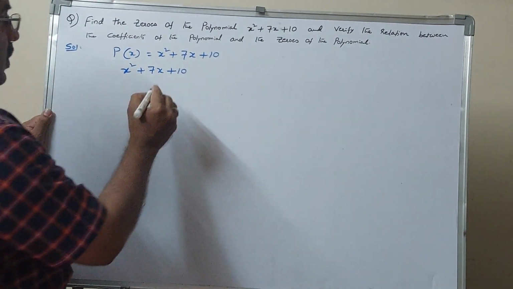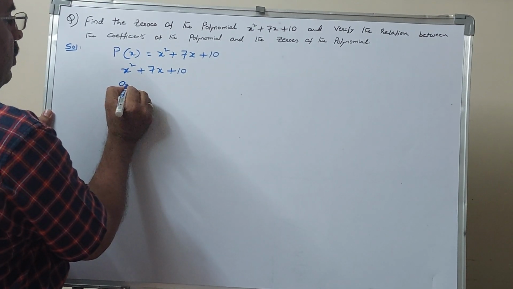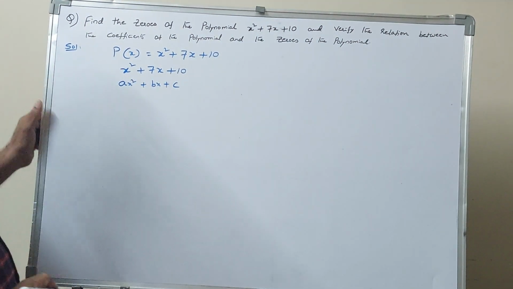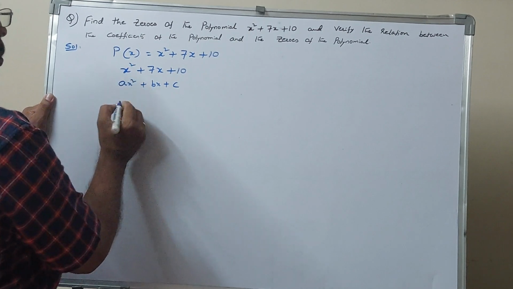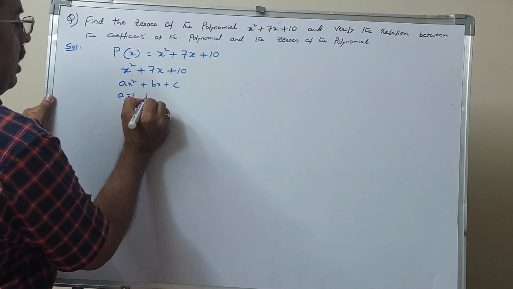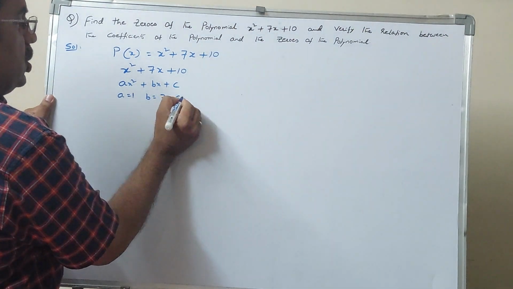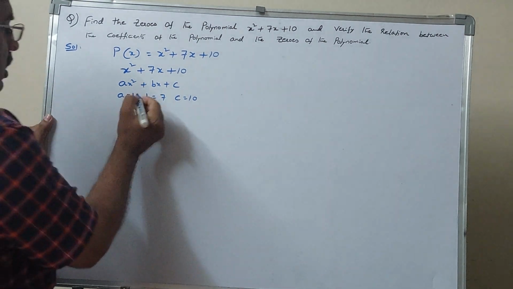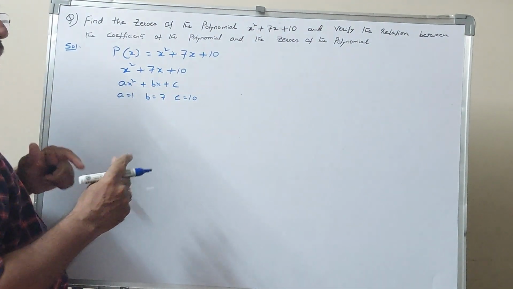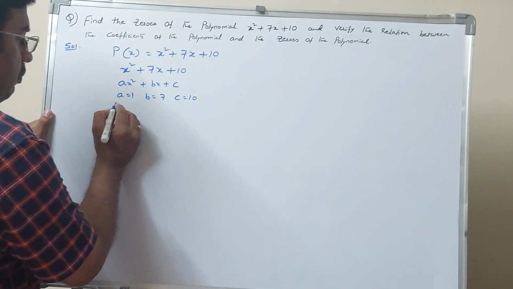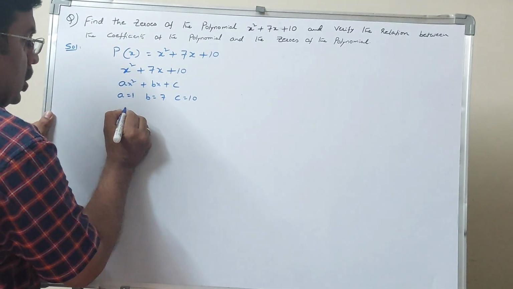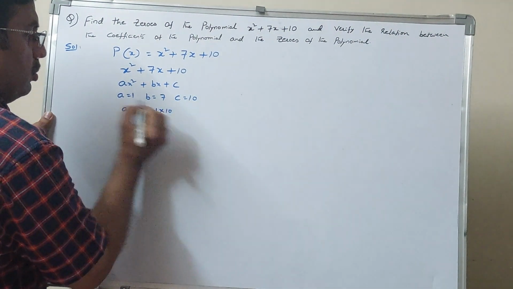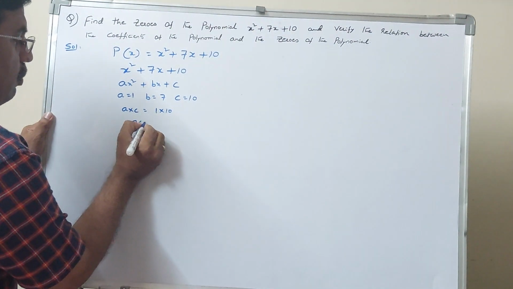Here the coefficients are, this is the form of ax square plus bx plus c. This is the general form of quadratic polynomial. So a is equal to 1 and b is equal to 7 and c is equal to 10. So how to get the zeros of the polynomial means, see how I am doing here. Factors. How to get the factors for this one? So by factorization method, a into c is equal to how much? 1 into 10. So ac is equal to 10.